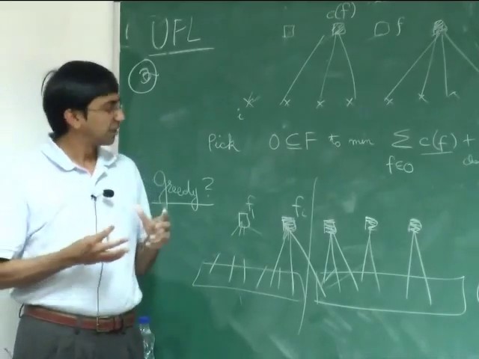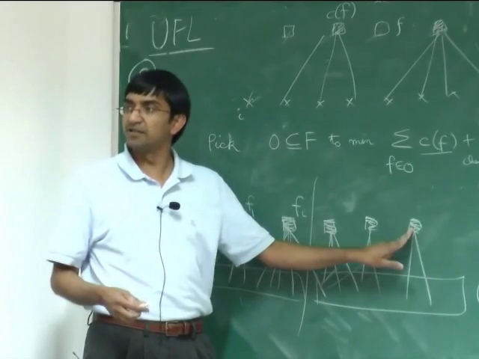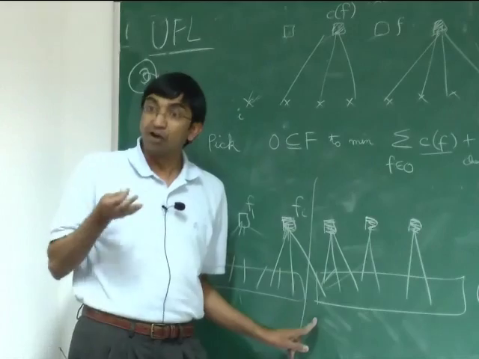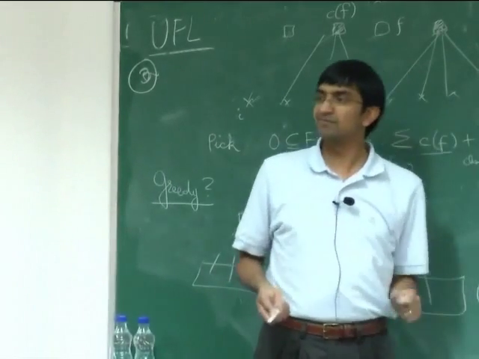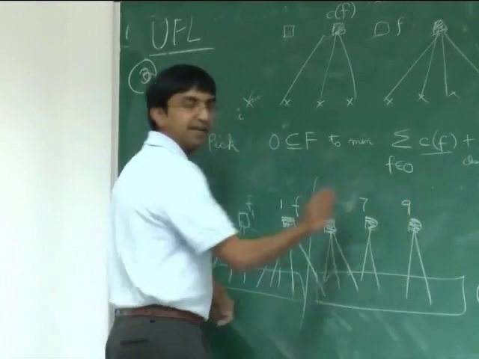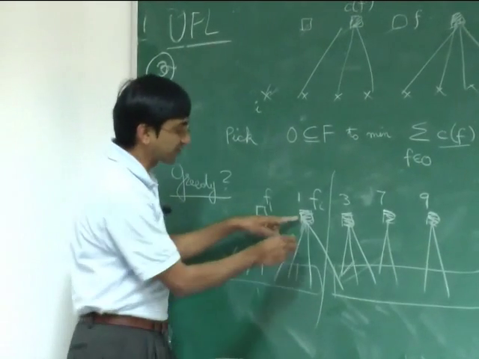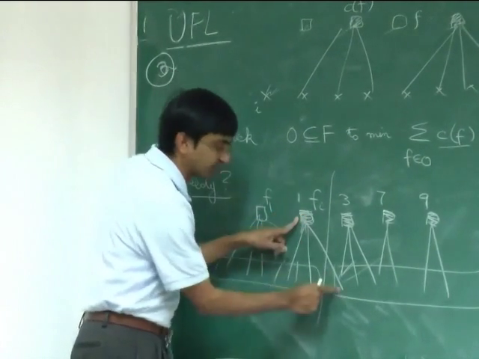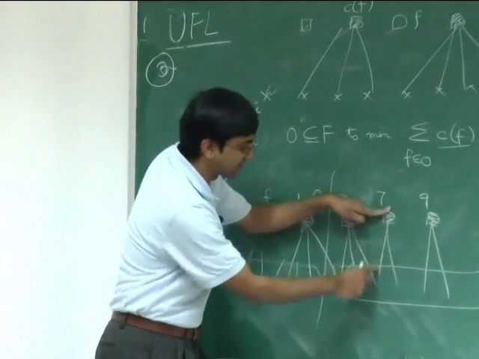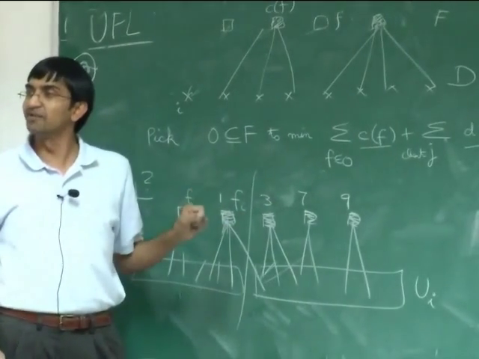Now, look at each facility in opt that covers somebody in UI, and what its ratio is. Let's say opt has facilities 1, 3, 7, 9. So opt paid the cost of facility 1 and it paid the cost of connecting it to this client. That's how opt covered the client. Opt paid for 7 and it paid the cost of connecting these two clients. So you write each of them for opt.